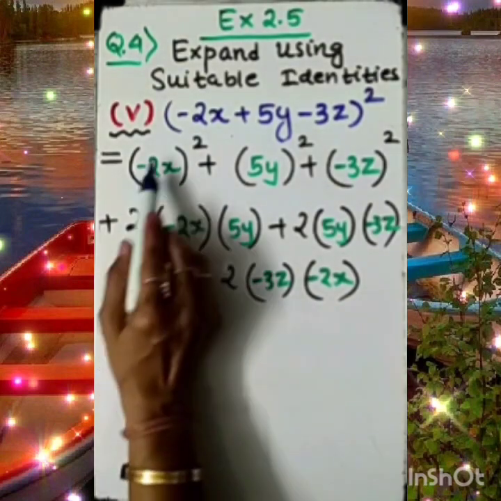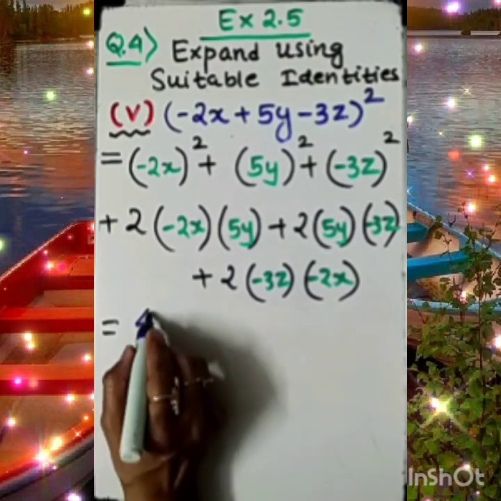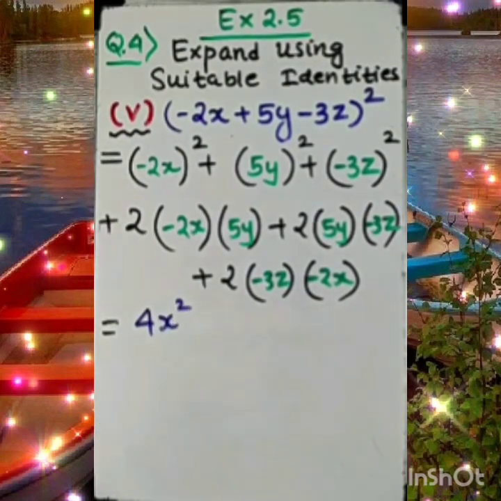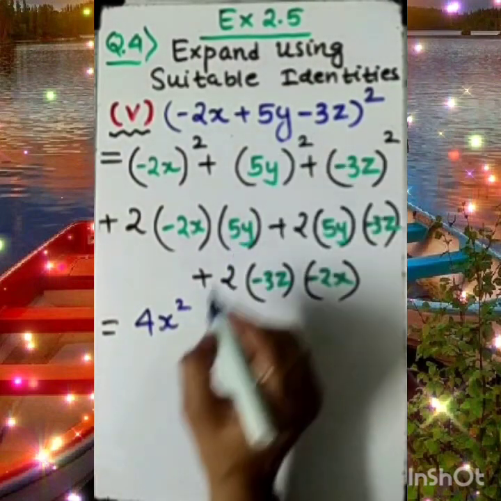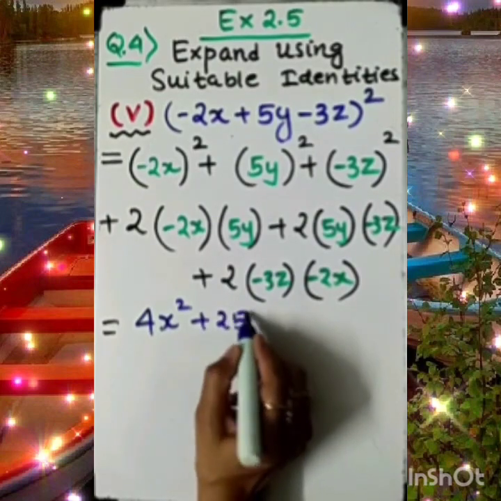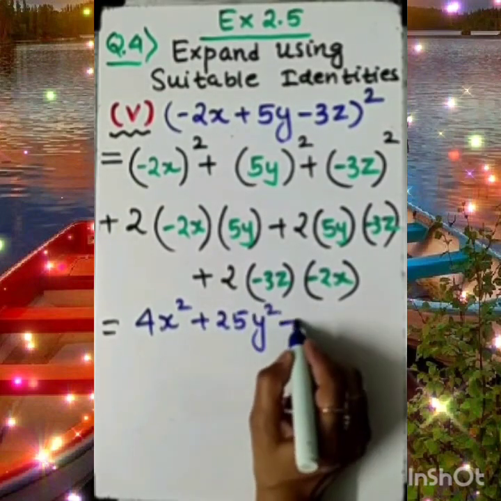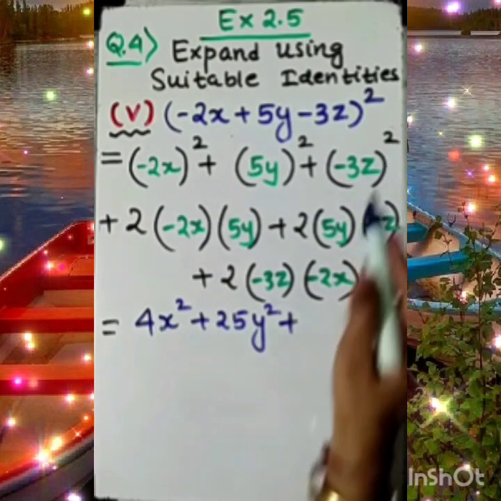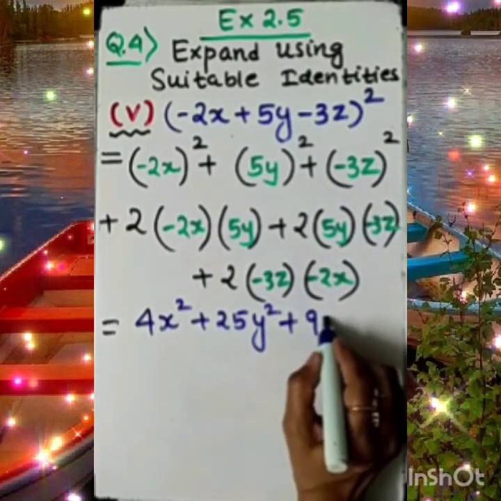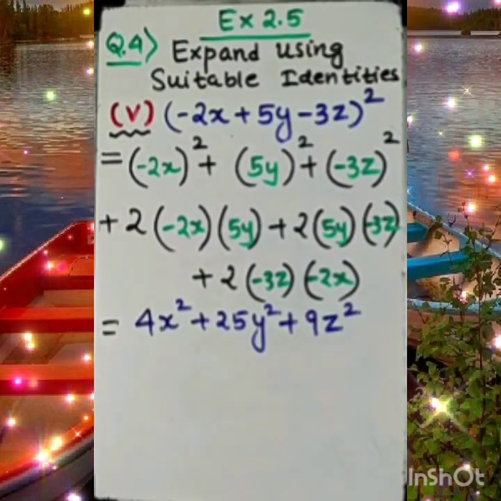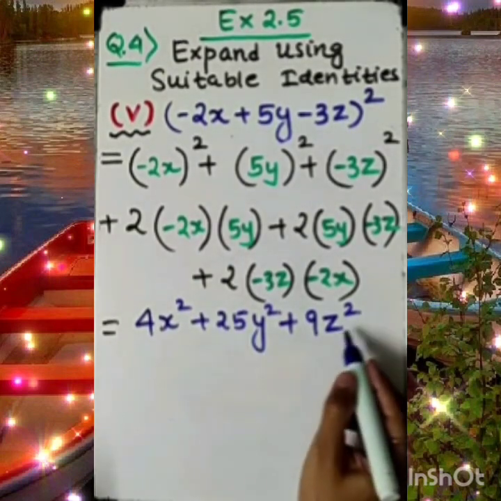As we know, the square of a negative number will be positive. So here it is simply 4x square. What about this 25y square? We know 5 square is 25, so 25y square. And here always plus 3 square: minus 3 square will be plus 3z square. So 3 square is 9, and here we need to write 9z square.